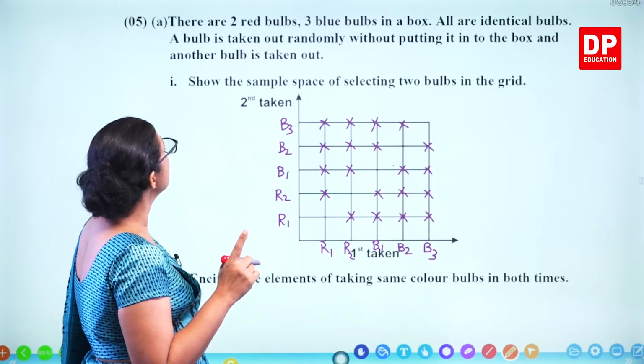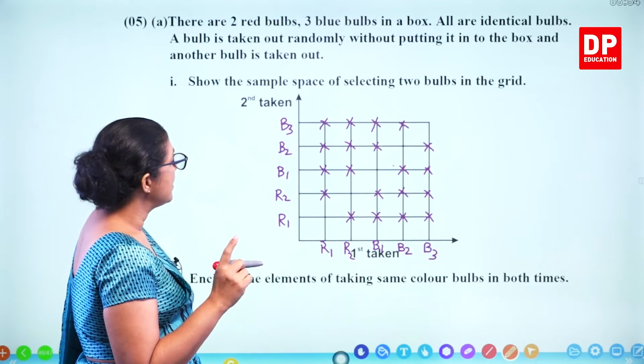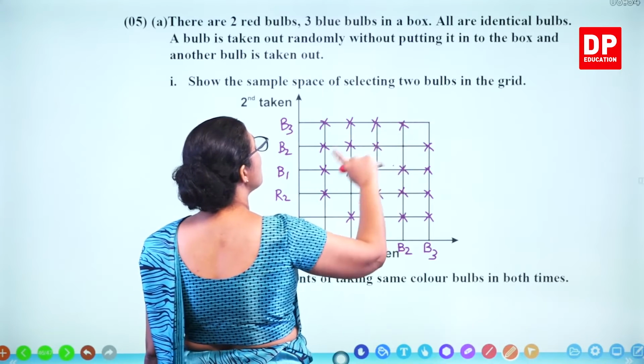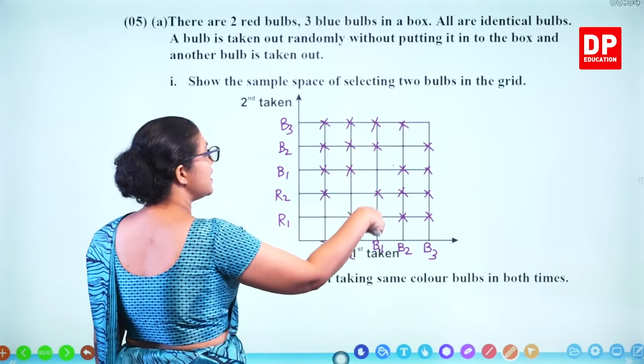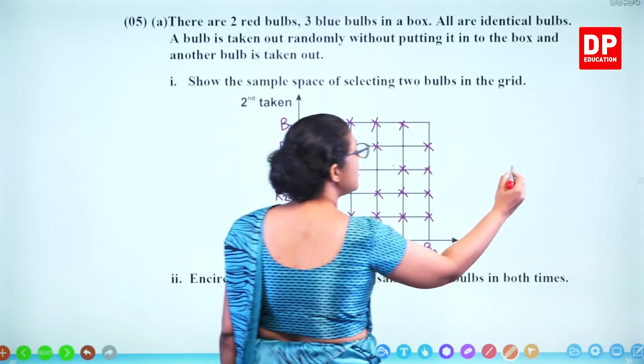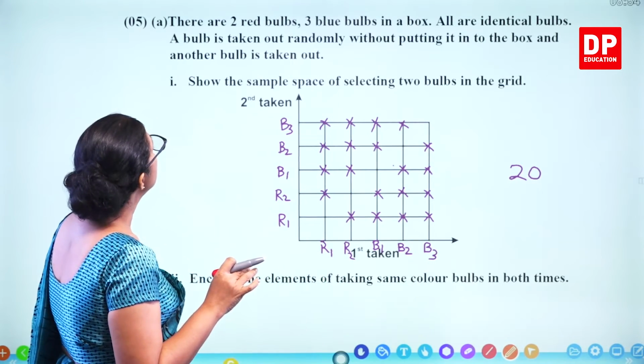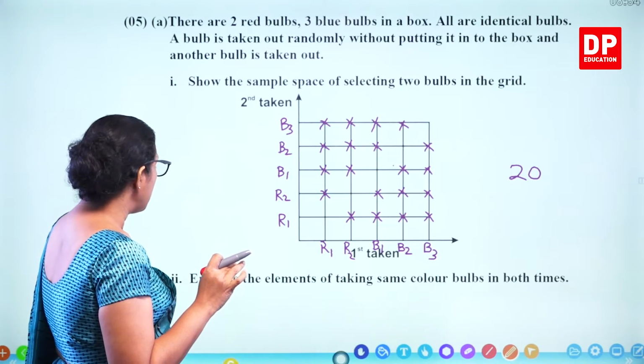So altogether, how many are there? 1, 2, 3, 4, 5, 6, 7, 8, 9, 10. 10 here, 10 here, altogether 20 possibilities are there. So this is the sample space diagram.